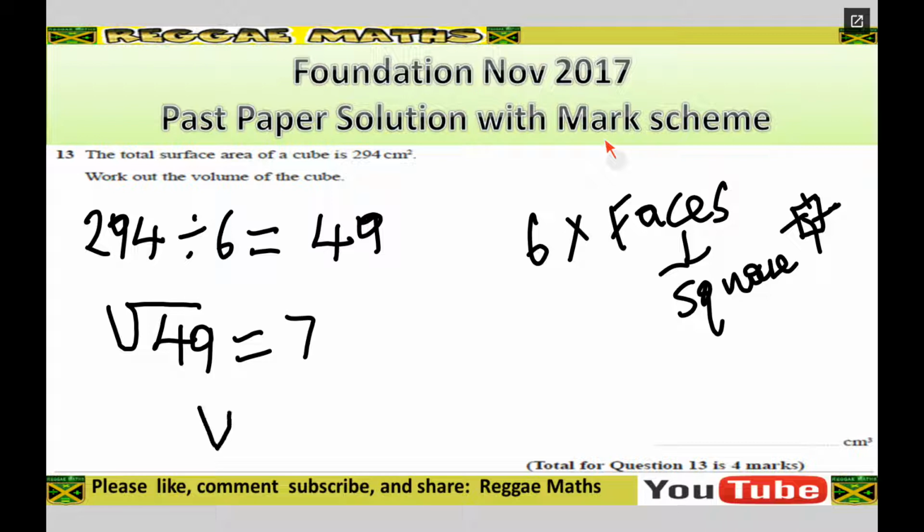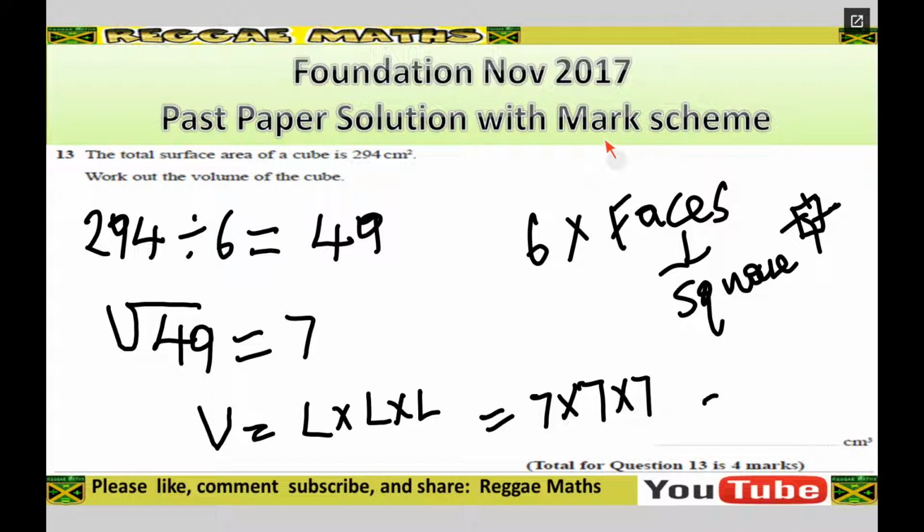Now the volume of a cube is length times length times length. So I need to do 7 times 7 times 7. My answer is going to give me 343 centimeters cubed.